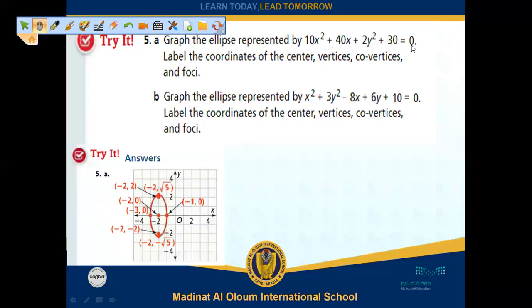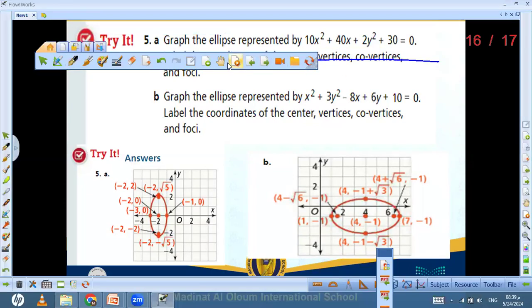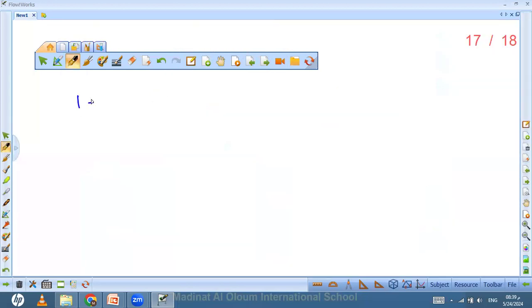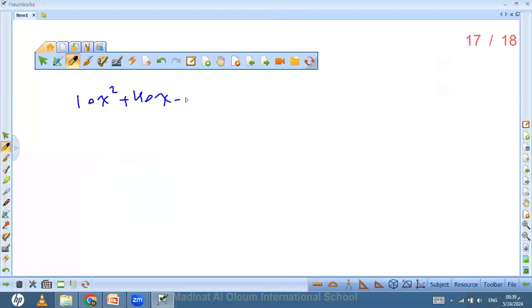Now I would make what, guys? How could we make the equation? Only by using completing the square. 10x squared plus 40x plus 2y squared plus 30 equals 0.